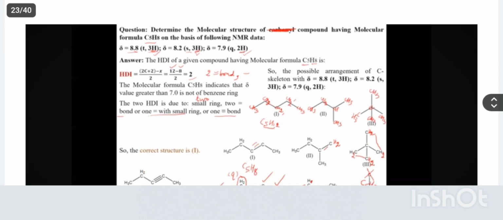Determine the molecular structure of the compound having molecular formula C5H8 on the basis of the following NMR data: δ = 8.8 (t, 3H), δ = 8.2 (s, 3H), δ = 7.8 (q, 2H). The HDI of the given compound having molecular formula C5H8 is (2C + 2 - x)/2 = (12 - 8)/2 = 2.